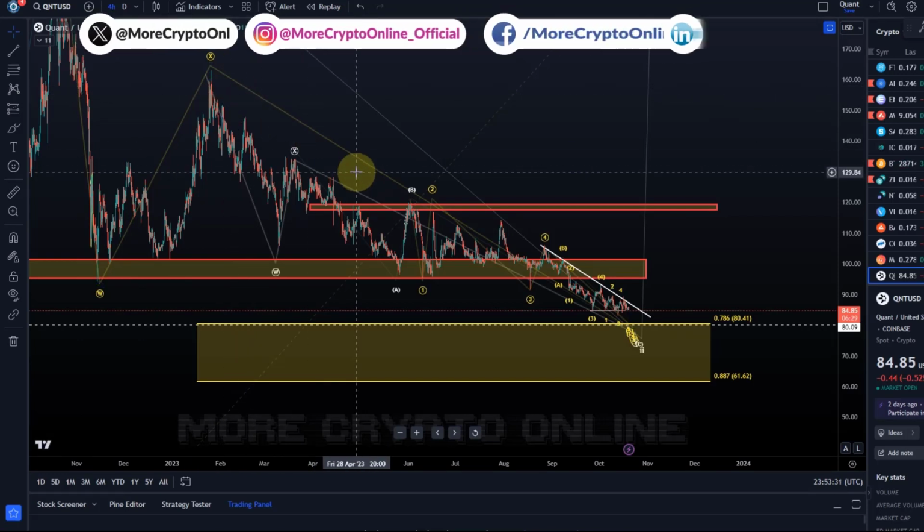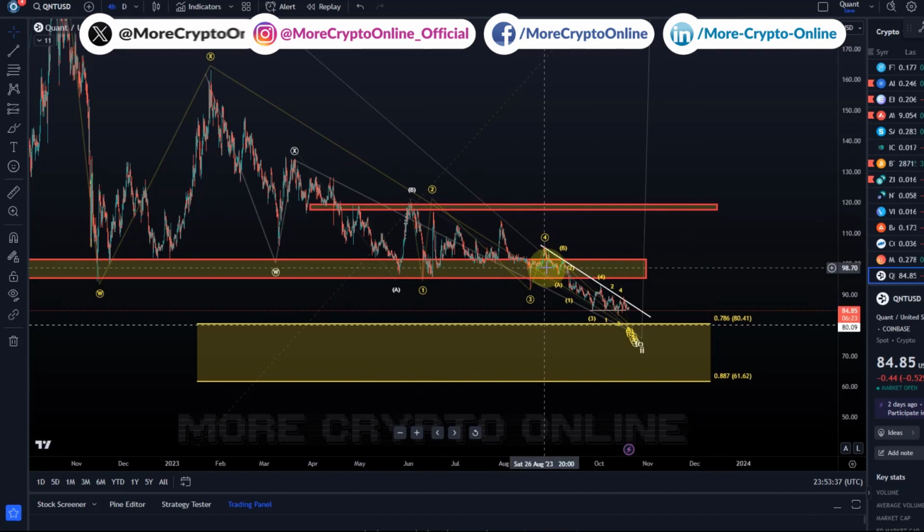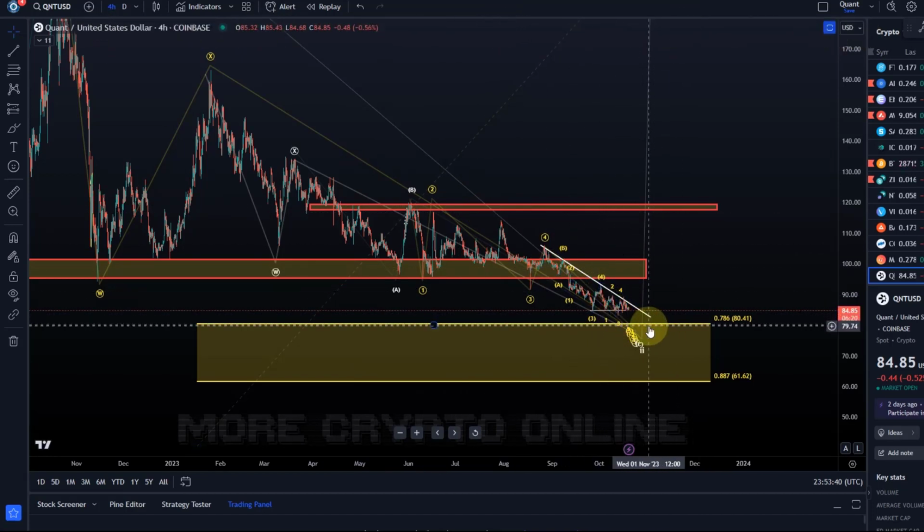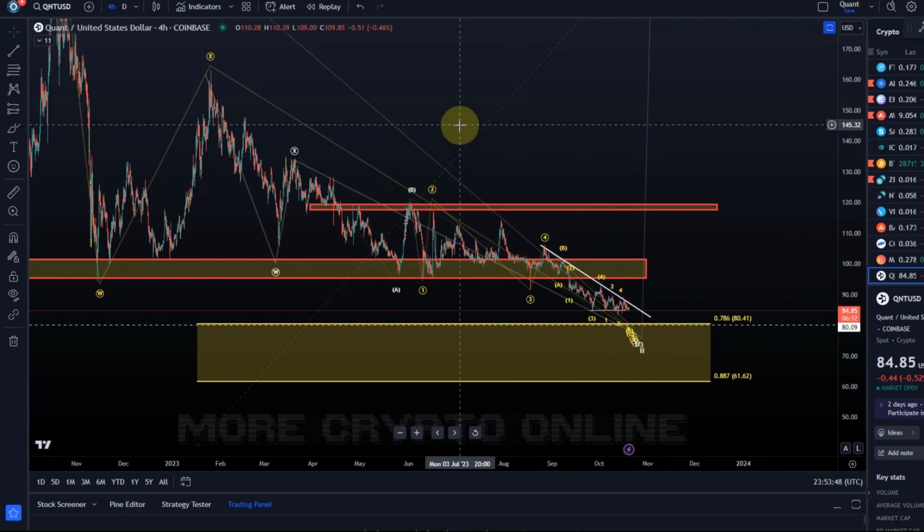QNT shows still some further weakness despite Bitcoin actually showing some short-term strength. So QNT continues its downside trajectory as suggested, but it's still fighting with this 84, 85 US dollar support level. We're going to take a look at that in a minute.